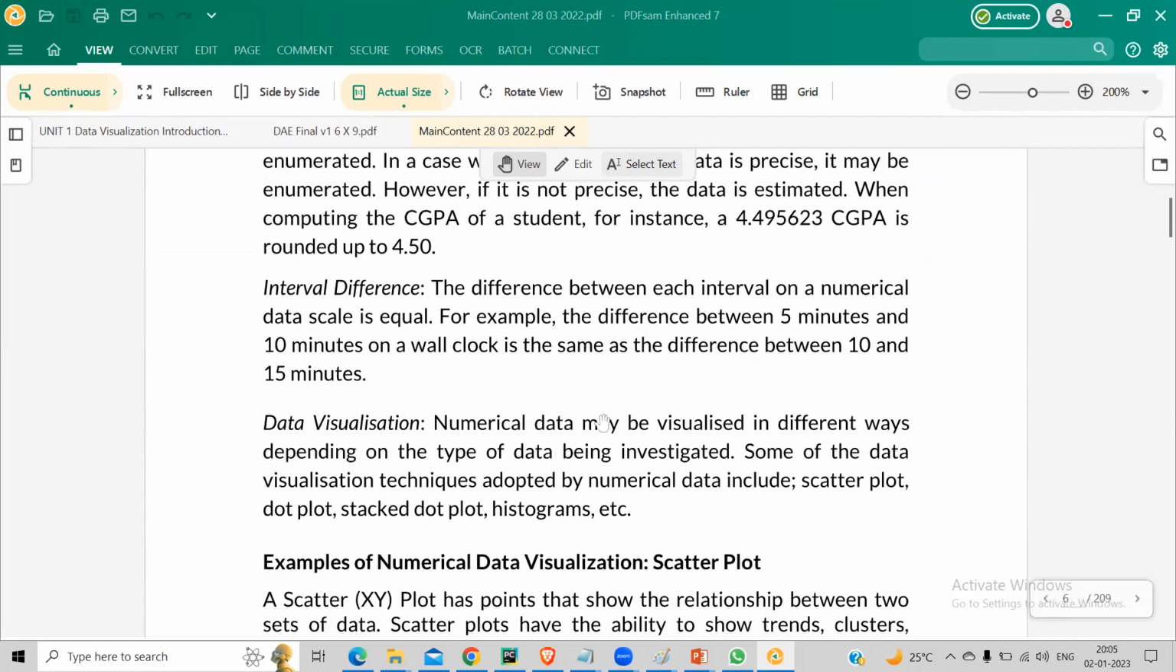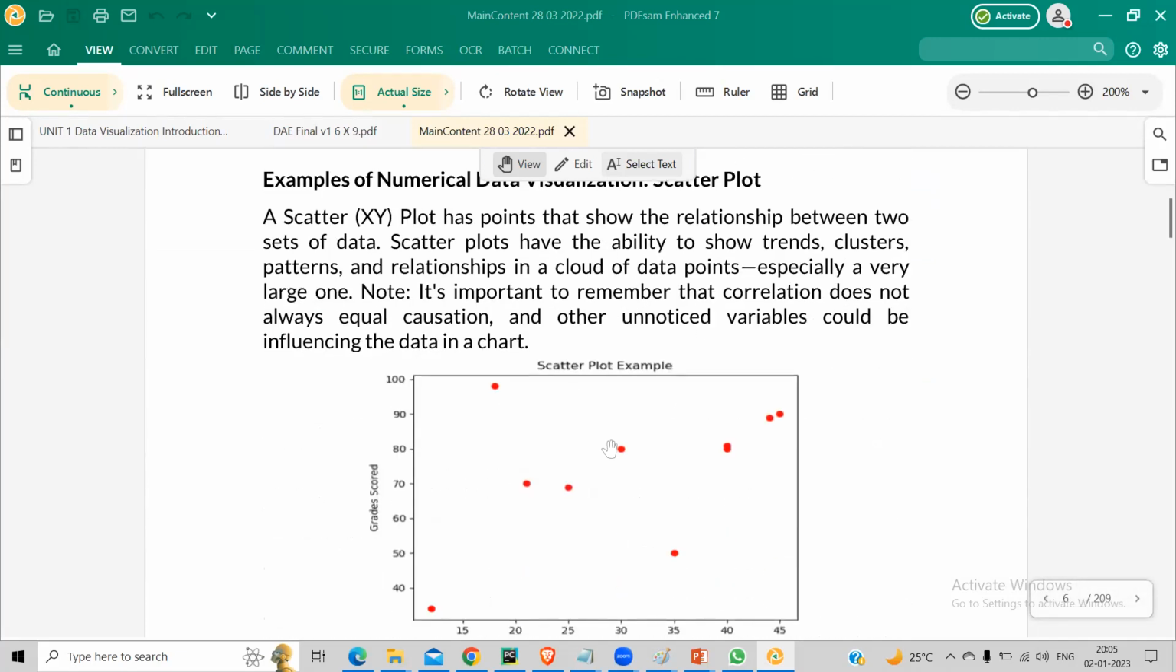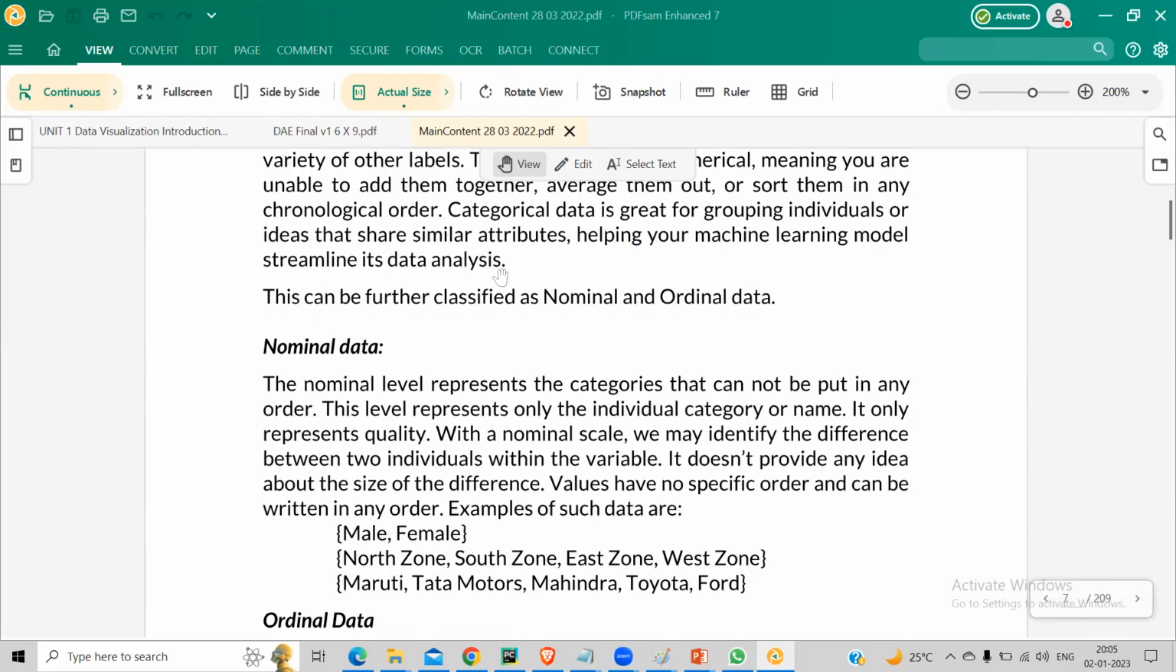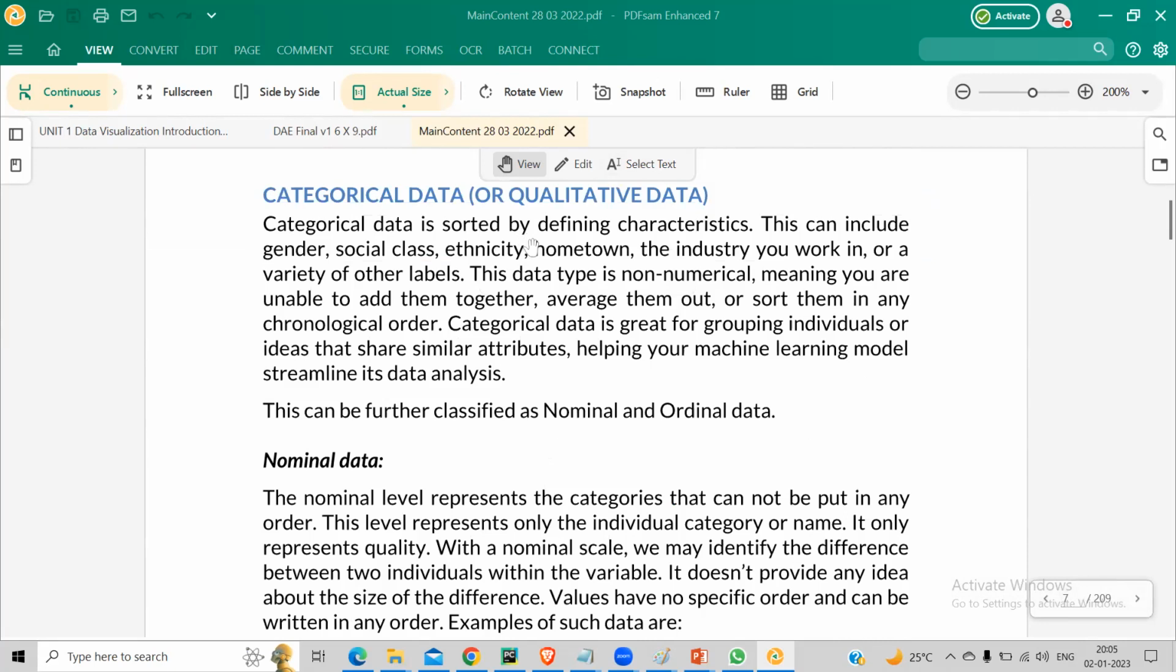Okay. Then if you go to, we'll talk about visualization tomorrow. Okay. So ignore this. Then you have categorical data, right? So I told you categorical. Categorical can be of nominal and ordinal. What is nominal? What is ordinal?